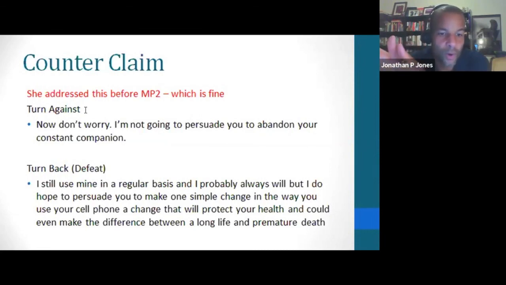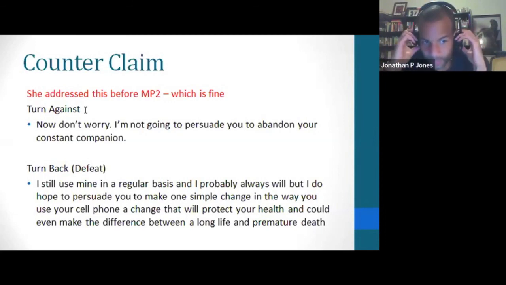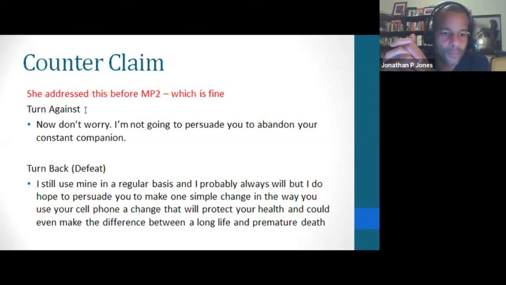So she said, now don't worry, I'm not going to persuade you to abandon your constant companion, because remember, she introduced it that way in the introduction, that her phone was her constant companion. But okay, let's defeat that. I still use mine on a regular basis, and I probably always will, but I do hope to persuade you to make one simple change in the way you use your cell phone, a change that will protect your health and could even make the difference between a long life and premature death.